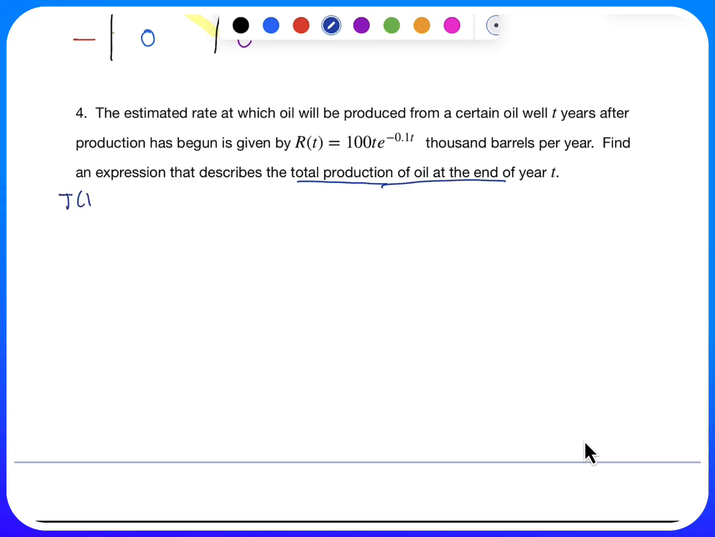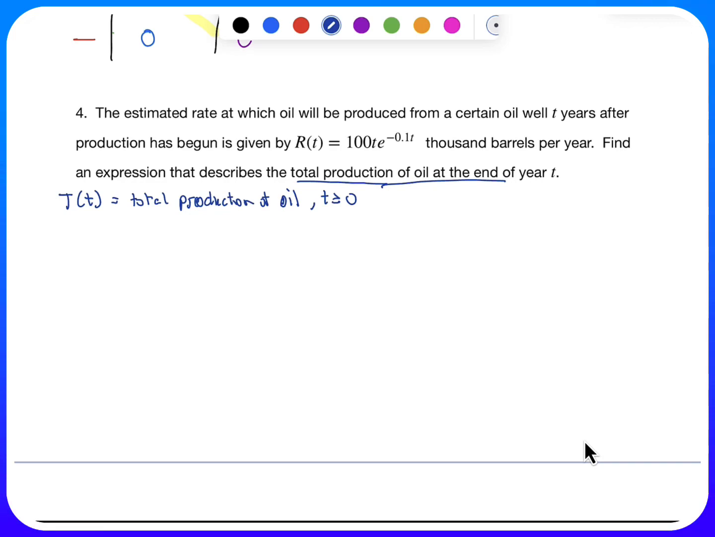So this is a way to apply this integration process. So we need to figure out the total production of oil at the end of the year. So we're going to let T of T be the total production of oil at time T greater than 0. Now we were given the rate, the estimated rate at which the oil was produced.